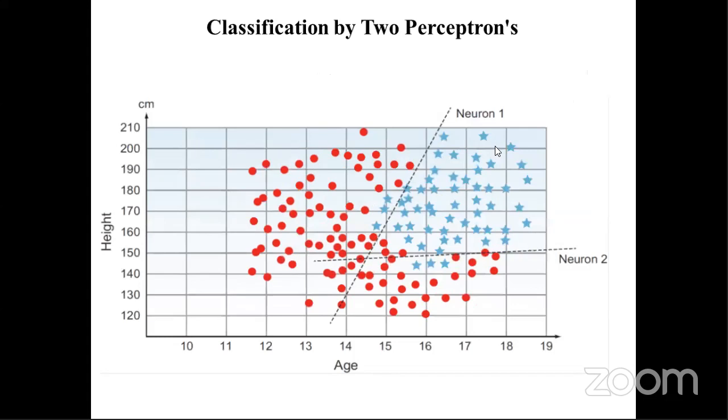Now assume that you have a data spread like this. Red data is spread like this and the blue data is here. If I draw one line with neuron 1, then I cannot separate them. That means the error rate will be high.